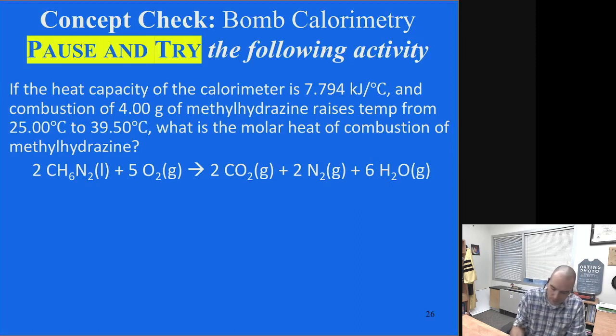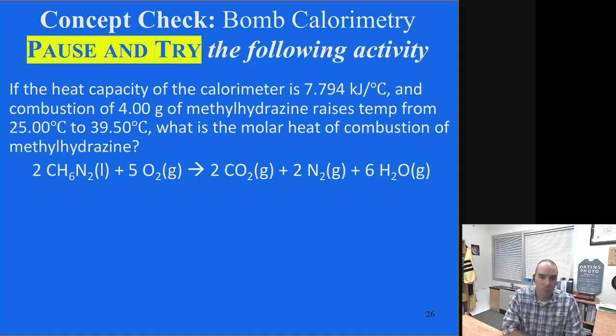is 7.794 kilojoules per degree C, and the combustion of 4 grams of methylhydrazine raises the temperature from 25 degrees C to 39.5 degrees C, what is the molar heat of combustion of methylhydrazine? Go ahead and pause the video and see if you can work this one out. Okay.